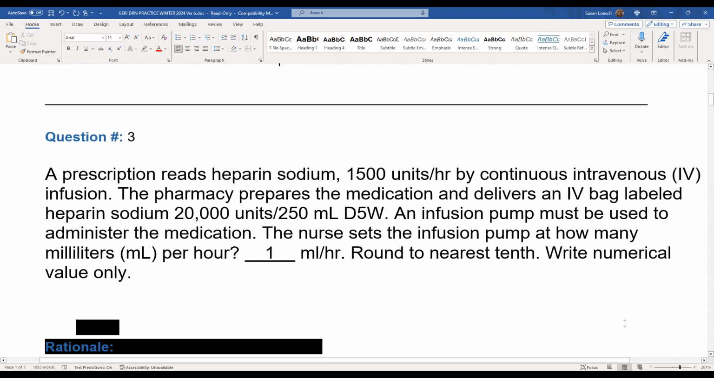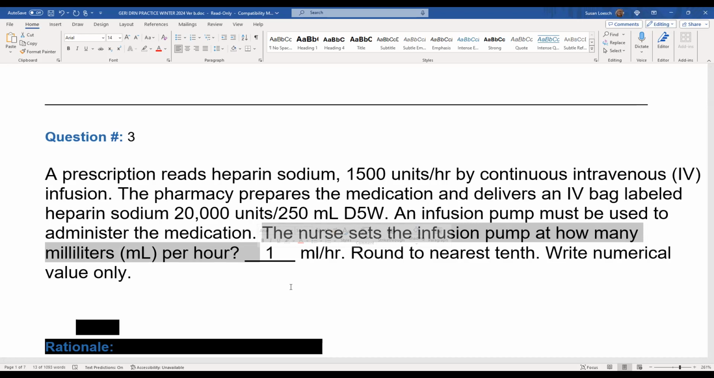All right. Again, when you see a question like this, forget about all the words in it. Just look at the last statement. What does the last statement say? The nurse sets the infusion pump at how many milliliters per hour? Now, why are you setting the infusion pump at mLs per hour? Because you need to deliver what? A dose, nurse. You need to deliver a dose. That's all you give is doses, right?